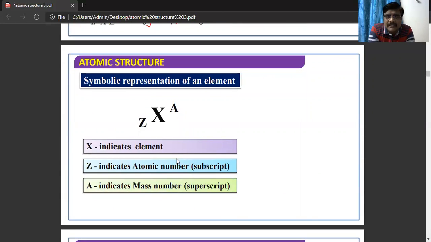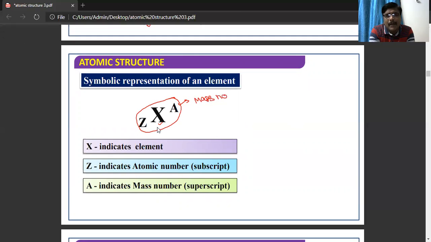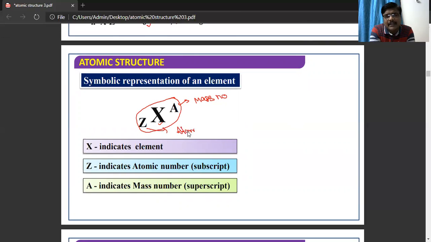This is the symbolic representation of an element. Here X represents the element, A represents the mass number, and Z represents the atomic number.